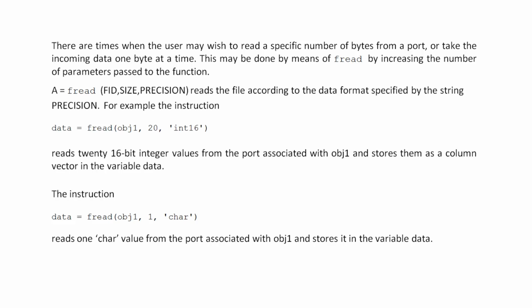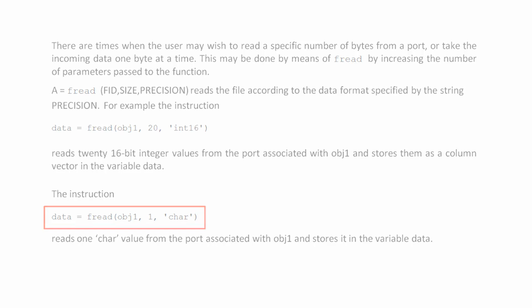We can also, for example, use Fread to read just one value of type char from our object, as is shown in the instruction here. In this case, because char is just 1 byte, we'll be reading just 1 byte. And this is very useful because sometimes this is just what we want to do. We want to go through the data byte by byte, and based on what we get, we can work out what to do with the next byte of data.